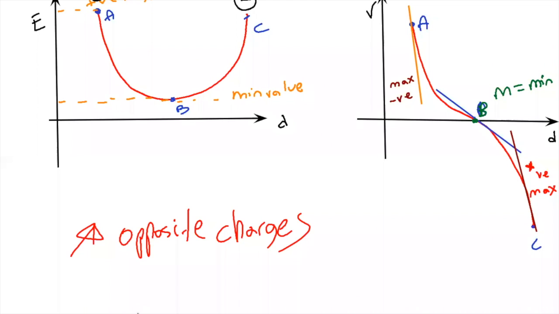Sabina, what do you mean? Is it max positive or negative on the VD graph? What do you mean? Can you please rephrase it?